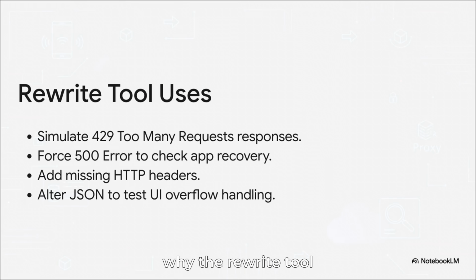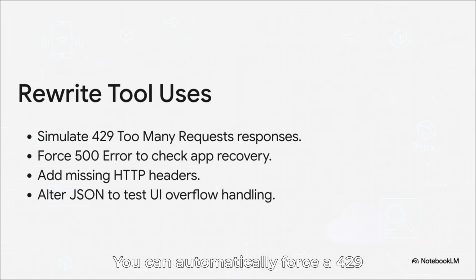And that is exactly why the rewrite tool is your best friend. It is so much safer for complex debugging because it's instantaneous. By creating rewrite rules, you can consistently reproduce tricky edge cases. You can automatically force a 429 too many requests status code to simulate a thundering herd and see how the app handles rate limiting. You can force a 500 internal server error, inject missing headers like an X device ID, or even scramble JSON strings just to see if the UI gracefully handles the bad data or if it totally crashes.